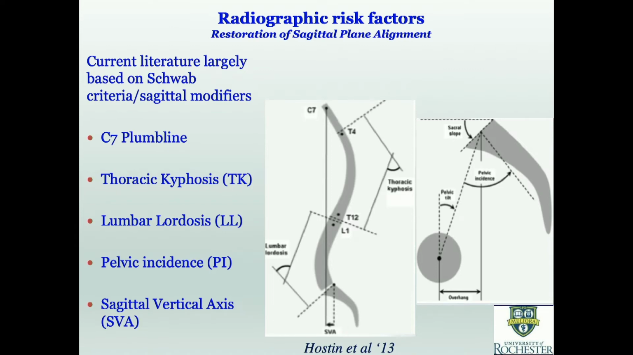Our current literature on sagittal alignment, which is what we use for radiographic parameters to determine the outcome of our surgeries, is mostly based on Schwab criteria and the sagittal modifiers. So we talked about between cervical and lumbar, so C7 plumb line, thoracic kyphosis, lumbar lordosis, pelvic incidence, sagittal vertical axis. Understanding that one of the most consistent variables that doesn't change much is the pelvic incidence.